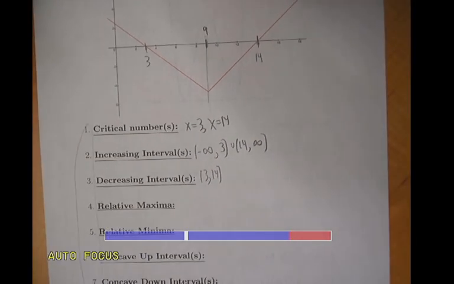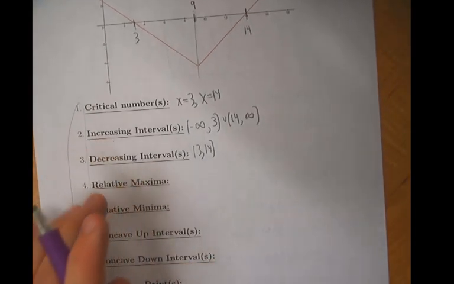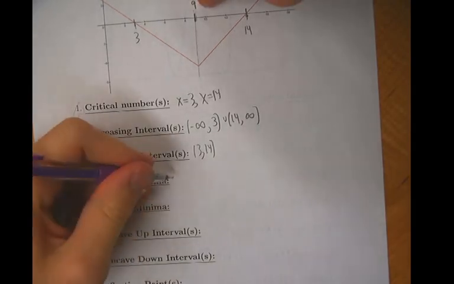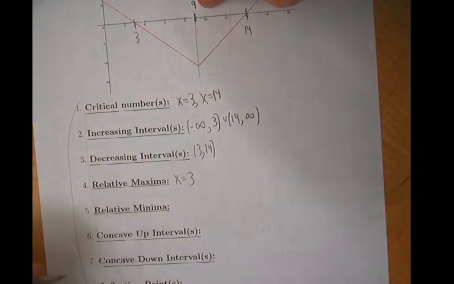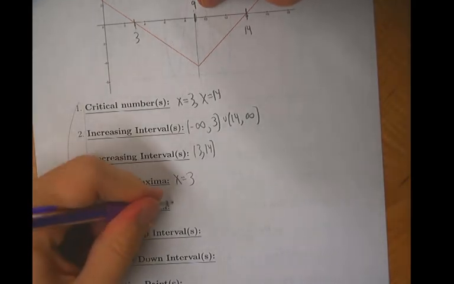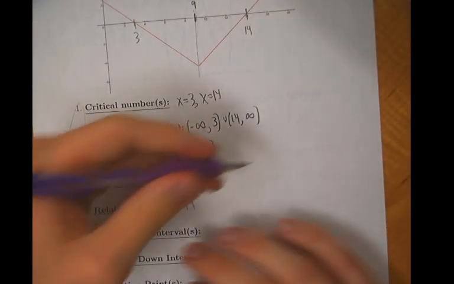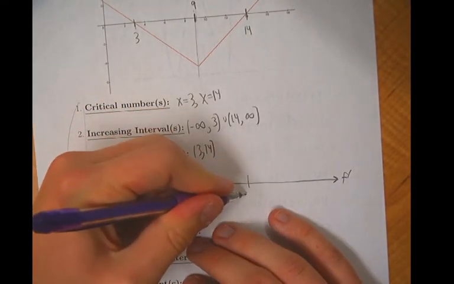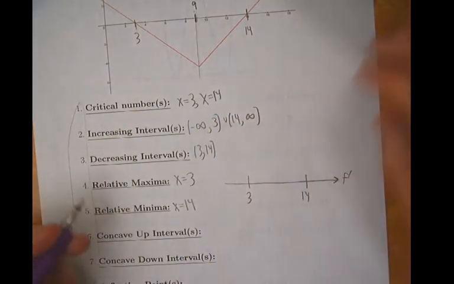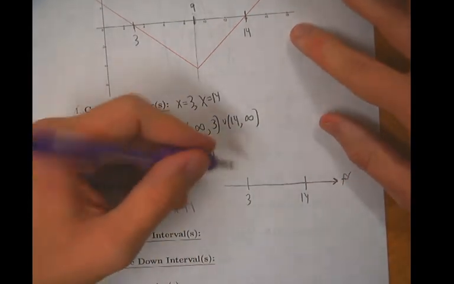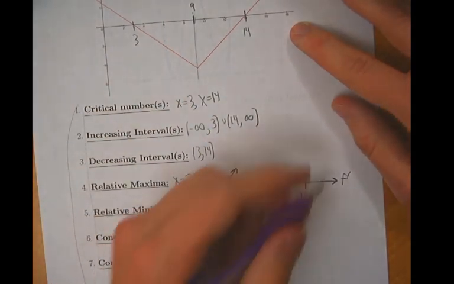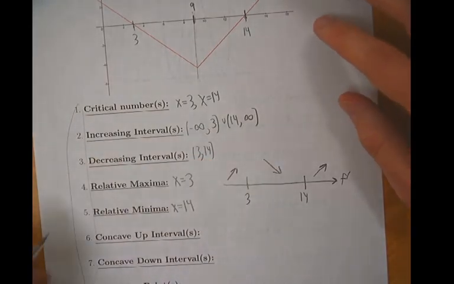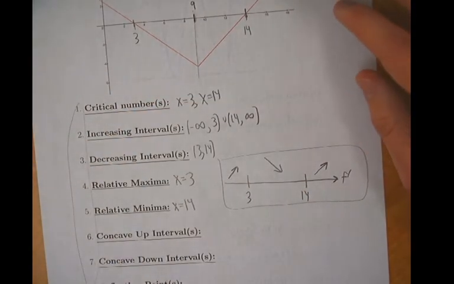Now let's take a look at the relative extrema. What would the relative maxima be? 3. Yep, x equals 3. And the relative minima would be 14. Good. One way you can see that is if you use our good old number line charts: we have critical points at 3 and 14, increasing intervals at negative infinity to 3 and then 14 to infinity, and decreasing from 3 to 14. So you can use this number line to help you classify the relative extrema.